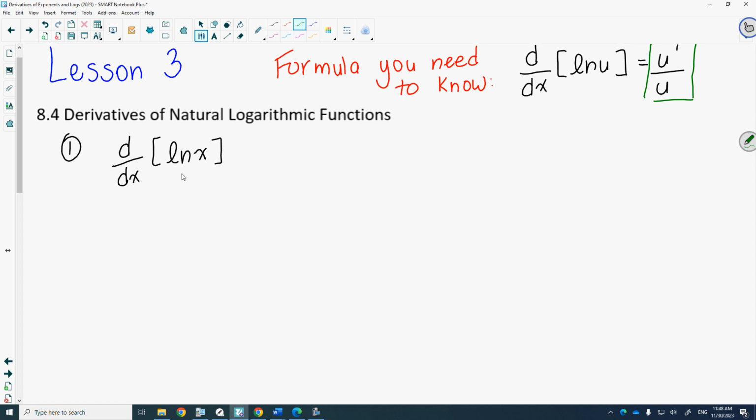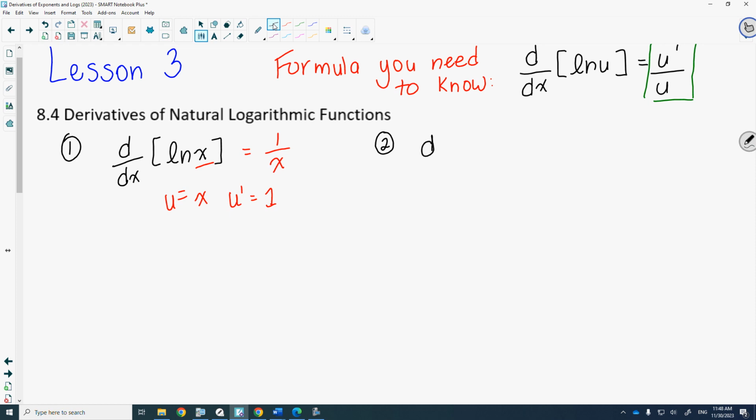So in this example here, u is equal to my argument, which is x, and u prime is the derivative of x, which would be 1. So according to the formula u prime over u, the derivative of the natural log of x would be 1 over x. Okay? Let's look at another one.